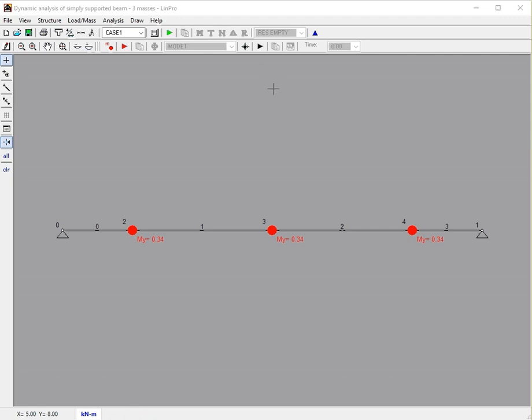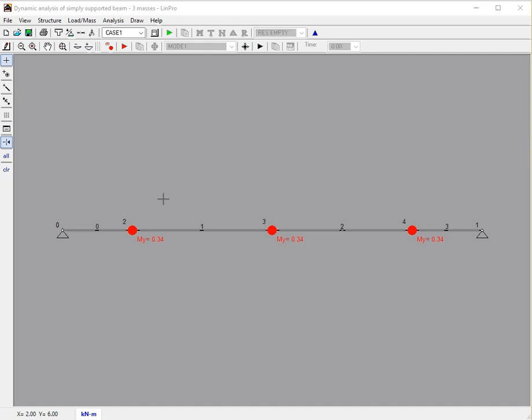Now, to get more modes and more accurate results, we need to break the structure into smaller pieces, if you like, and lump the masses at more nodes. In reality, of course, the mass is continuously spread out along the beam. So the closer we get to that, the closer we get to the correct theoretical answer.